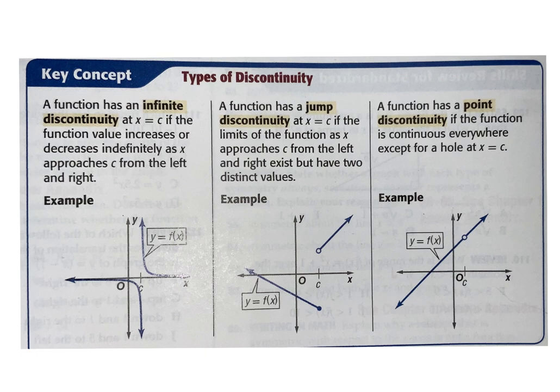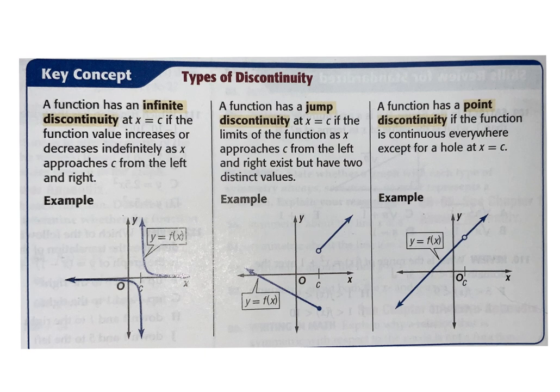All right, and then the last one is point discontinuity. Point discontinuity, again, looks exactly like what it sounds like. At this point, it is discontinuous. So here we have discontinuity. This is a hole in the graph. It is point discontinuity. All right, so let's look at how we figure out what we have.